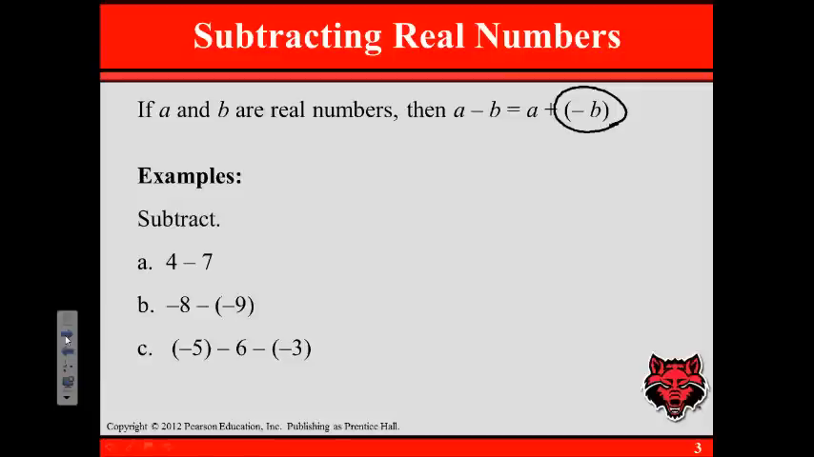And if we do so, the same rules we learned in the previous section will apply to all of these subtraction problems. Let's go through these first three examples and see how that's true. So we start with 4 minus 7. We can rewrite this as 4 plus the opposite of 7, or 4 plus negative 7. Remember the rules from the last section.